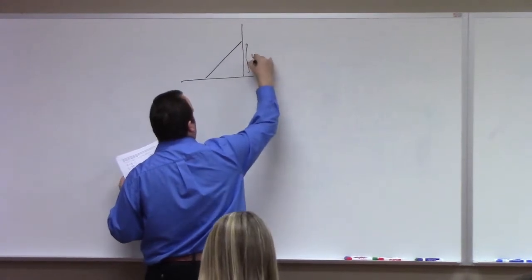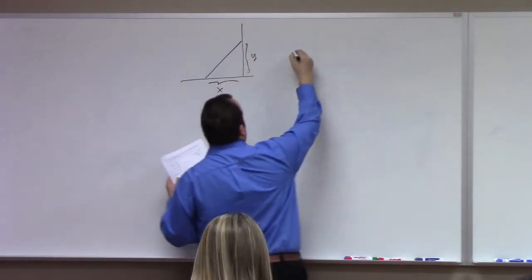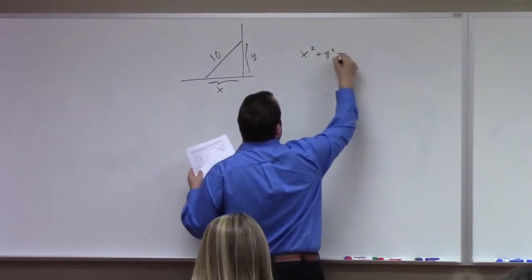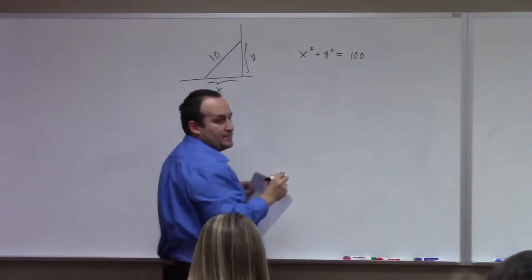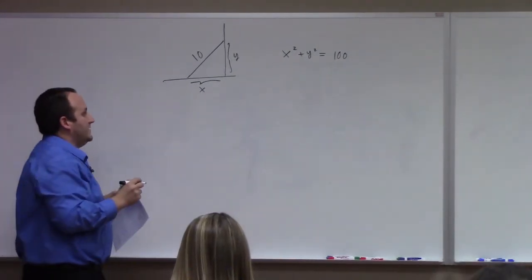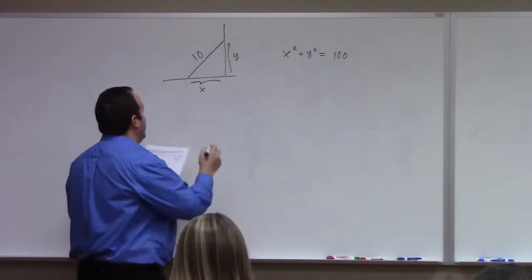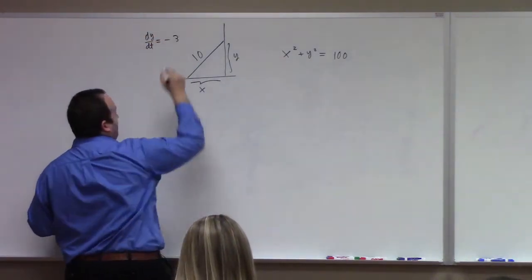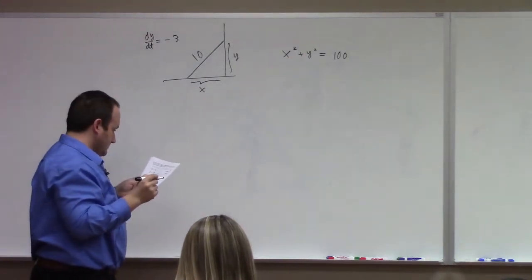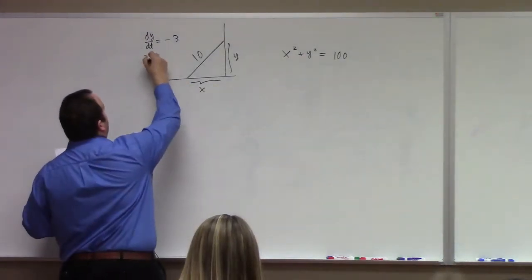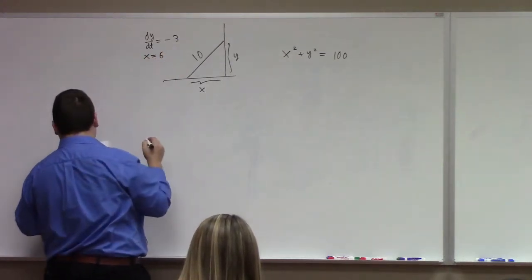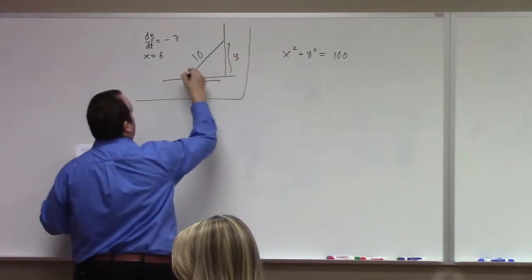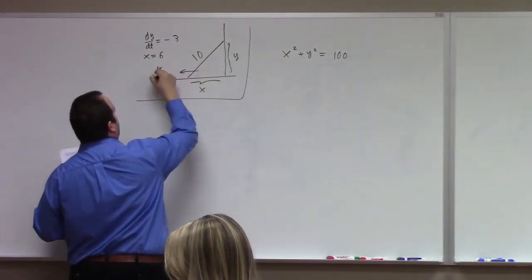So I think of this as being y, I think of this as being x. This is 10. So we know that x squared plus y squared is equal to 100 in feet, right? And then if I want to understand what's given here, I'm given that dy/dt is minus 3 because it's decreasing, right? And I'm also given that x is equal to 6. So these are what's given, and I'm trying to find out dx/dt equals what, right?